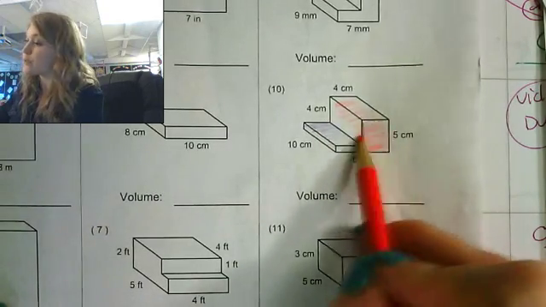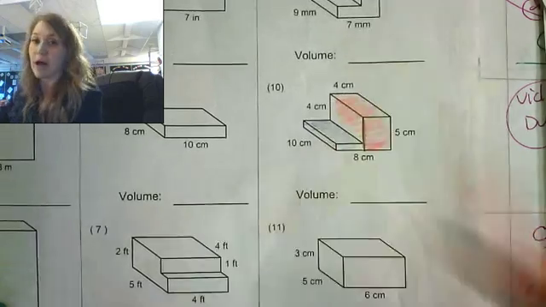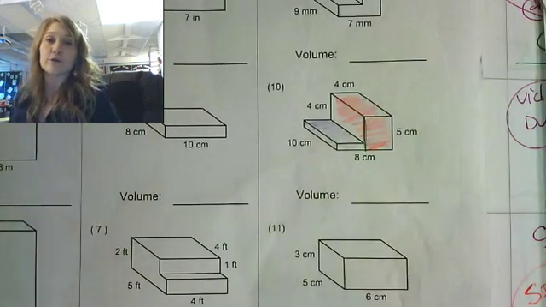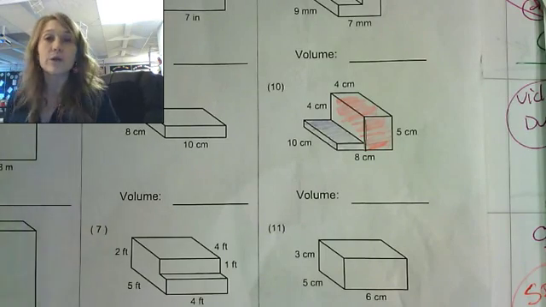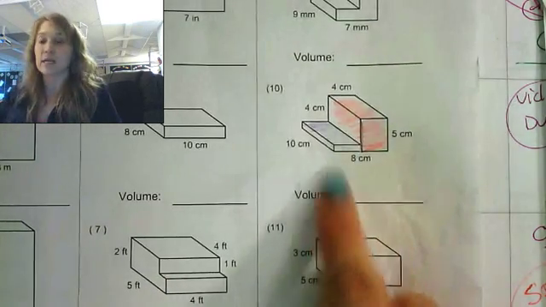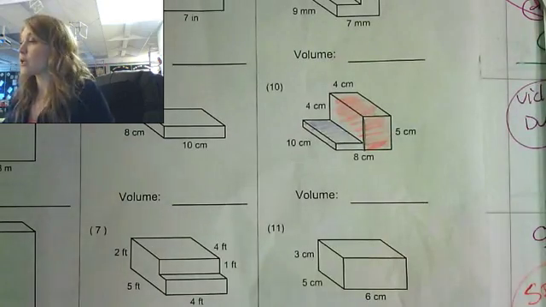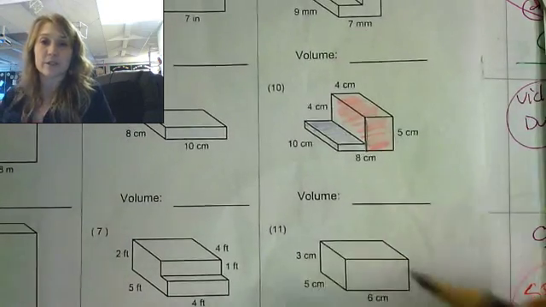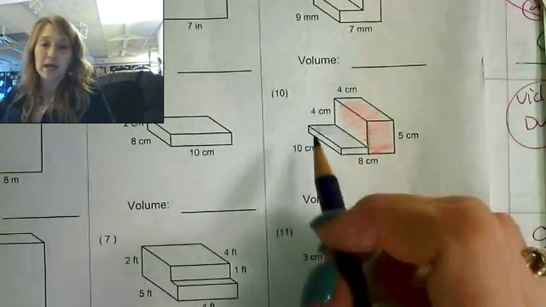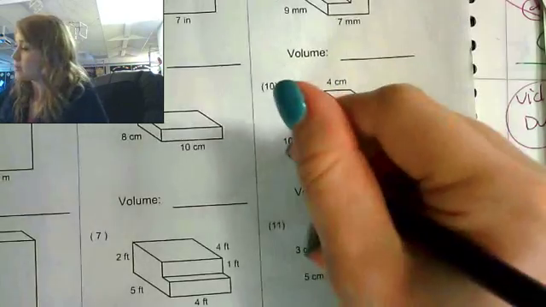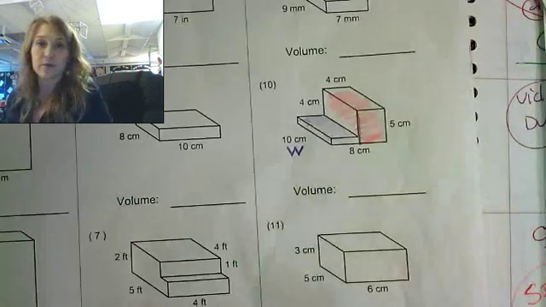So I have two different figures, and the reason we have to chop our composite figure up is because I need to be able to use my formula, length times width times height, to find volume. And I can only use that formula when I'm looking at rectangular prisms. So let's look at the purple prism first. Right away, I can see that my width is 10 centimeters. So I'm going to label that with a W.